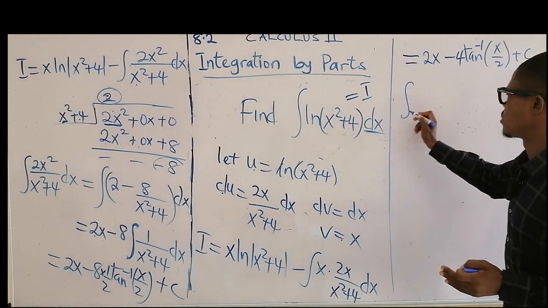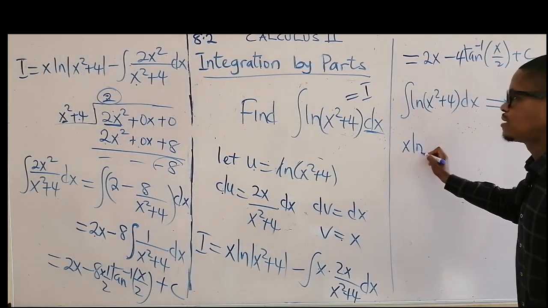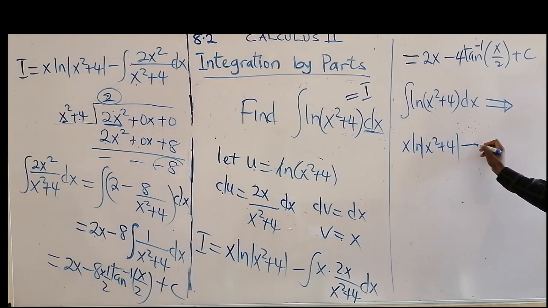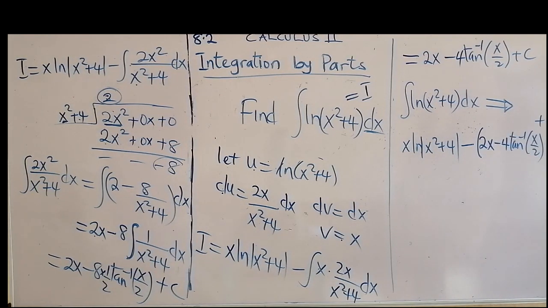So the question now, which I call I, is equal to, the first one is what? x ln of x squared plus 4, then followed by minus, you can open your brackets, minus, what do you have? So that's the answer for that. Okay, minus times minus, that's a plus, x over 2 plus c. So that's that on these.